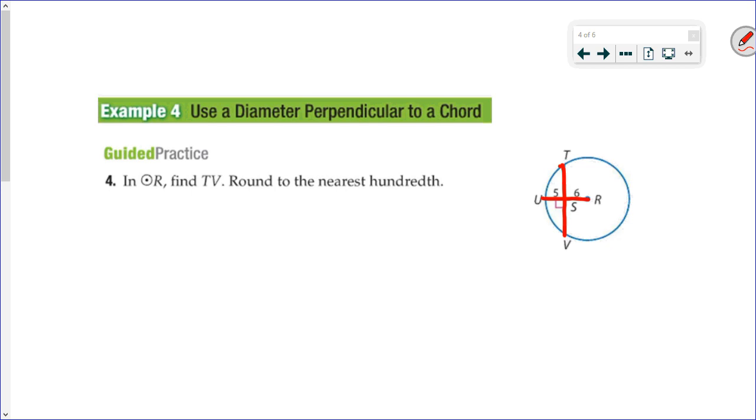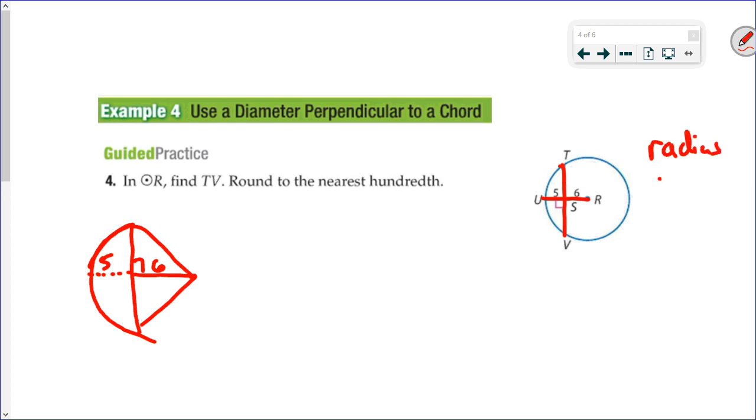Pythagorean theorem. If we take a look here, we've got this right triangle. We've got that this is 6 and this is 5. In the circle, the radius is 11. The segment RT is a radius, so it's got to be 11. So this segment here is 11.